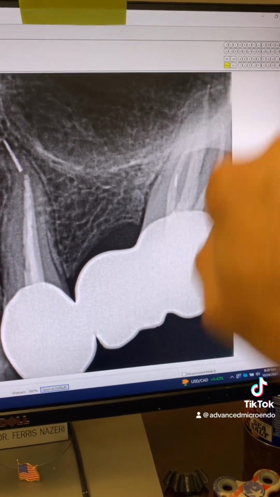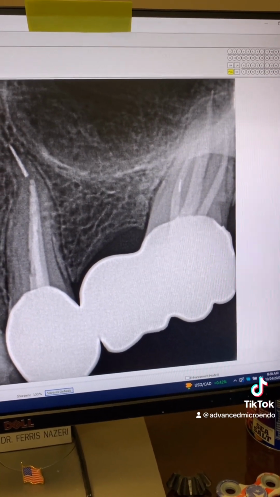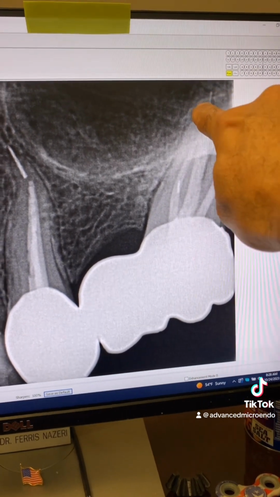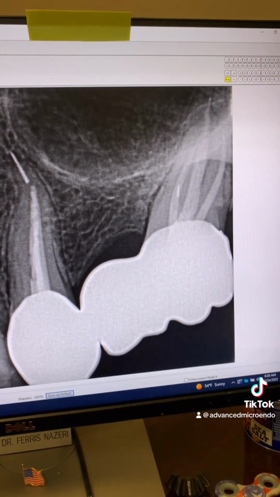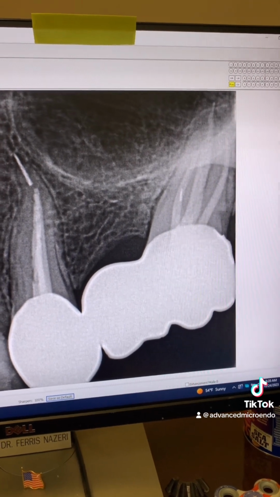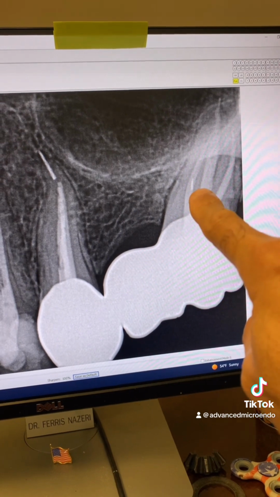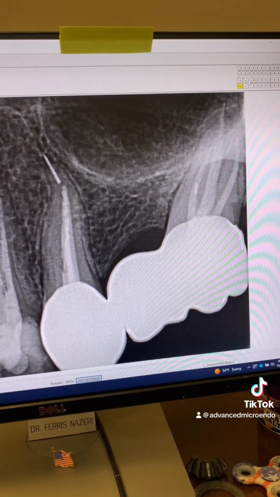And you can see that, I don't know what that is. Right there, looks like maybe either, I think it's not a broken file. I think it's got gutta-percha sticking out. And maybe a periapical lucency right there. But the patient has no symptoms, so we'll just monitor the tooth. And you can see that broken file there again, right there.